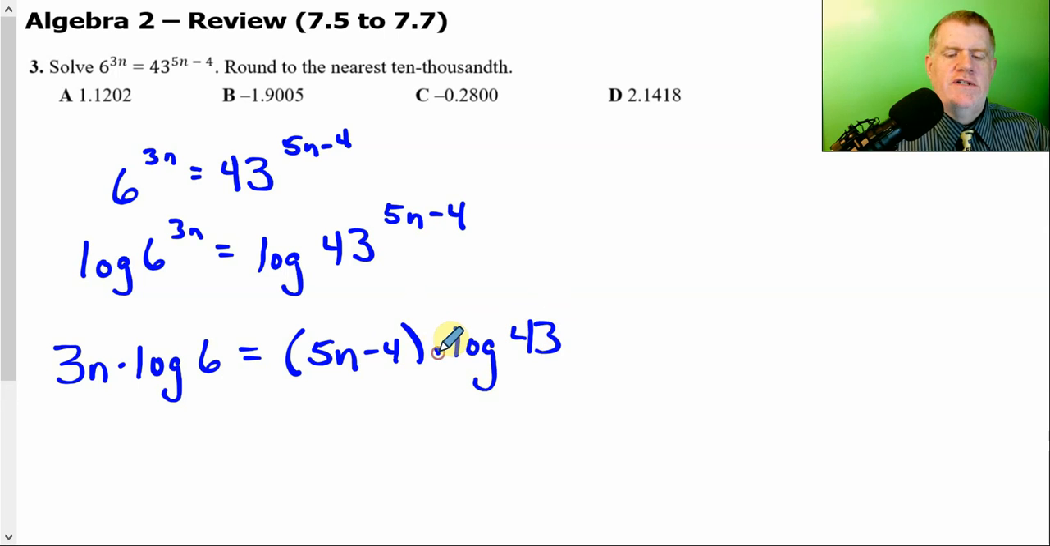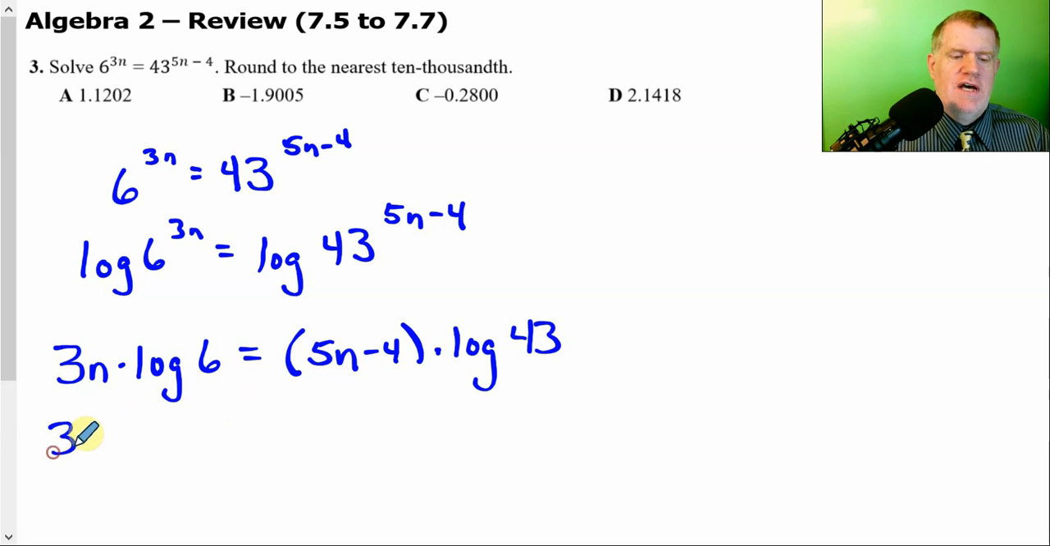Now, it is a linear equation. It looks funny because log 6 and log 43 are just numbers. That's all they are, numbers. If you feel more confident in doing it, change them. Do log 6 in your calculator. Make it a decimal. Put that decimal down instead. Okay, it's just a number.